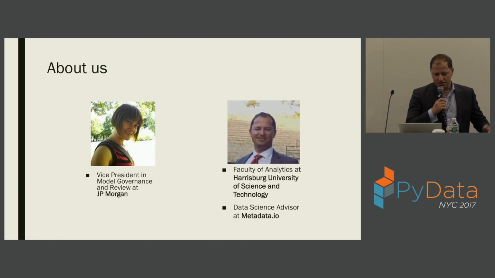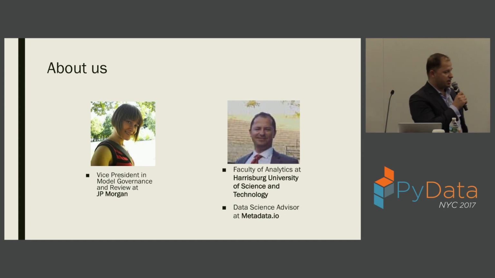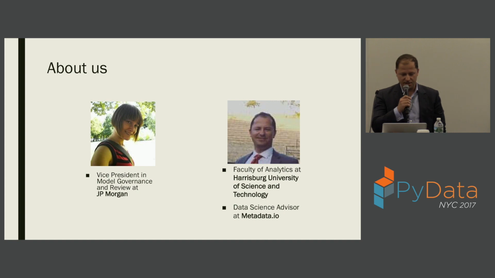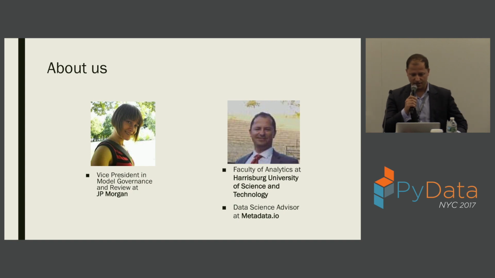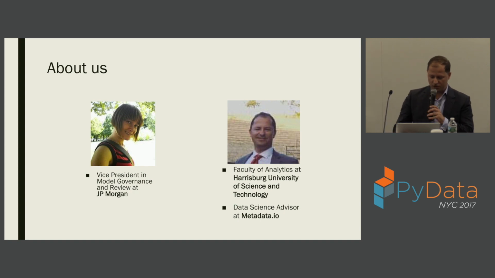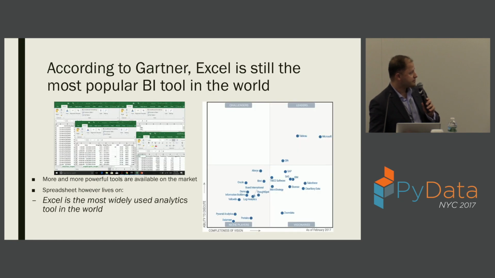So a little bit about us. Tanya is the Vice President of Model Governance and Review at JP Morgan. Myself, I'm Faculty of Analytics at Harrisburg University, and I'm also the Data Science Advisor at metadata.io, which is an account-based marketing startup.